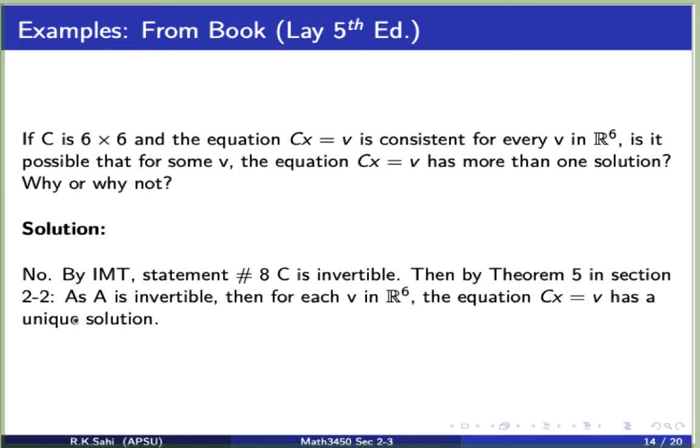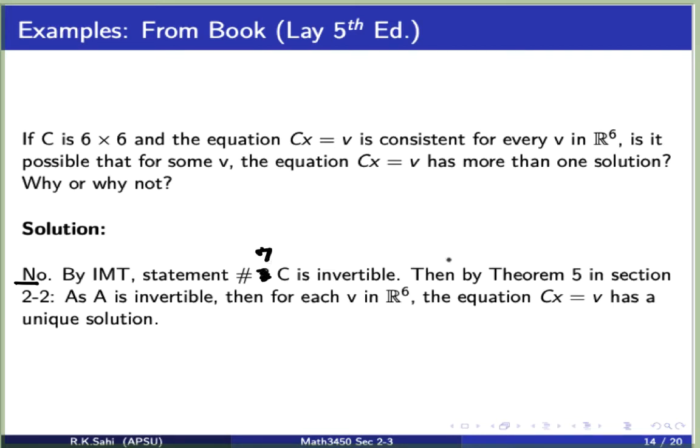On to the next example. If I have a 6 by 6 matrix and the equation Cx equals v is consistent for every v in R6, then is it possible for some v that this equation Cx equals v has more than one solution? Why or why not? The answer is no. The reason is that statement 7 makes C invertible. Sorry, it's 7 here.